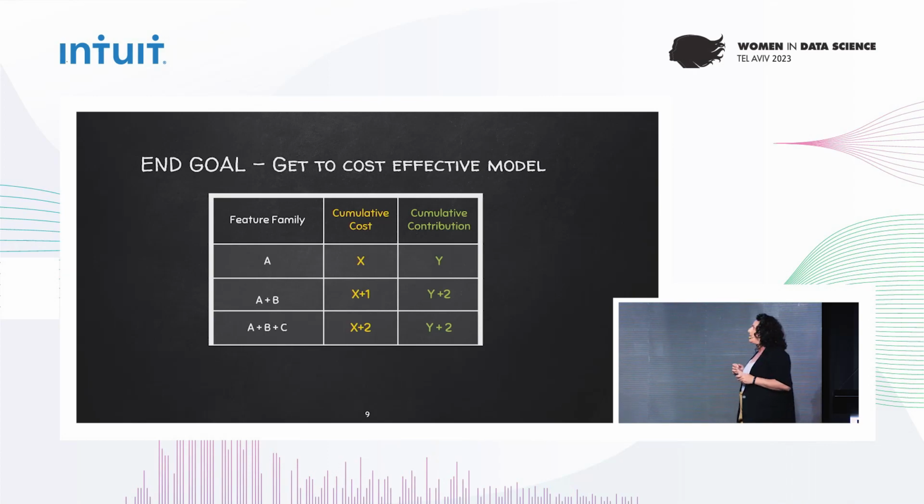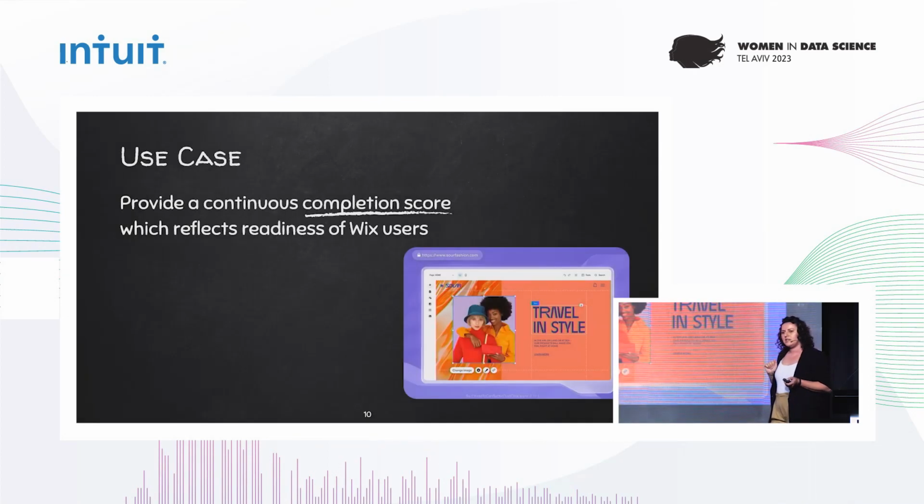So let's imagine that someone gave me a magical table. And we understand by adding each one of the feature family, how much it's going to add to the cost and how much it's going to add to the contribution. And having this kind of a table, we can make decisions: the easy ones, like adding only cost without any contribution, and the hard ones, where we really need to make a hard decision whether or not we want to use this feature family. So I will take you through the steps to get to this kind of a table in a simple way in your models. But first, let's take a use case.